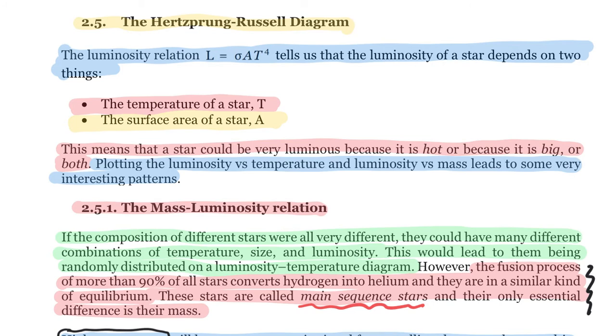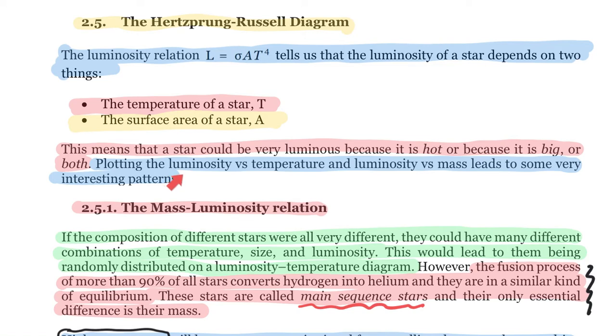We now come to a very important concept and tool for astrophysicists when coming to studying stars, namely the Hertzsprung-Russell diagram. So the luminosity relationship L equals sigma A T to the 4 tells us that the luminosity of a star depends on two things. Firstly, the temperature of a star, capital T, the absolute temperature in Kelvin, and then the surface area of a star, A, in square meters. So this means that a star could be very luminous because it is hot, or it can be very luminous because it is big, or both.